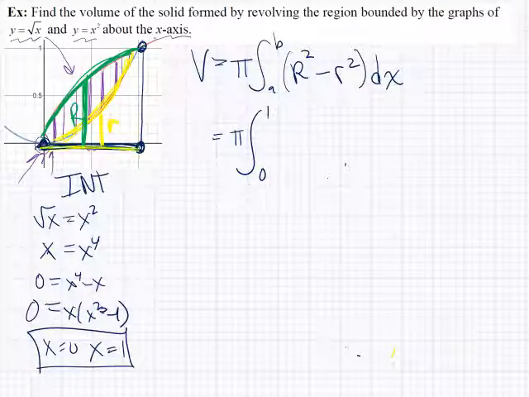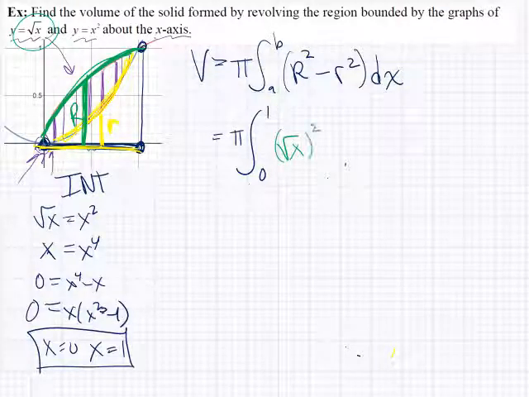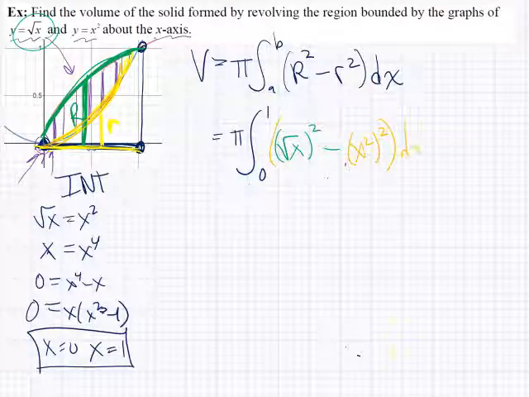Remember, they're coming off of the axis of revolution. So the big radius clearly goes to this curve here, which is the square root function, so it's going to be the square root of x, squared. I have to square whatever that is. And the little radius is clearly the parabola here, so that's going to be x squared, and I'm going to be squaring that. I take their difference, and I integrate that with respect to x.